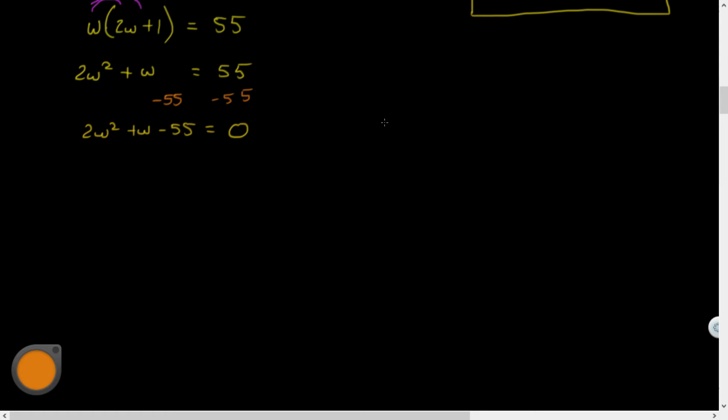So let's do that. A times C, 2 times negative 55, is negative 110. Yikes. We're going to have a longer list of factors here. Let's see how I do. The factors of 110 are 1 and 110. Let's see, 2 goes into that 55 times. 3, no. 5, ooh. Now 5 goes into 55 11 times, and 11 times 2 is 22.